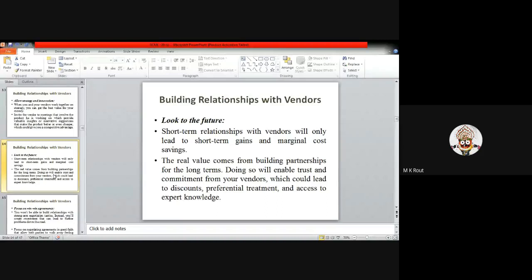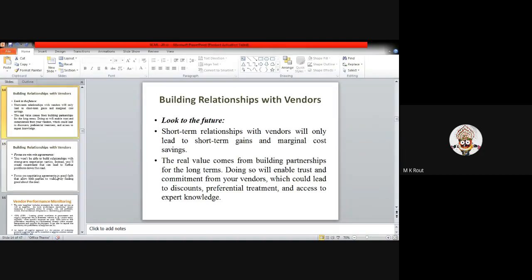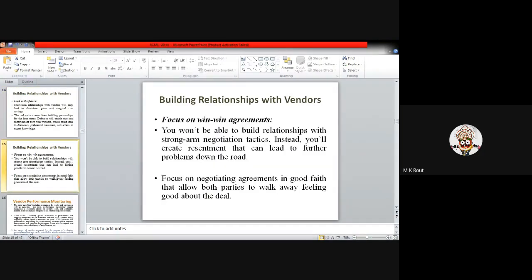A short-term relationship with a vendor will only lead to short-term gains and marginal cost savings. But if you go for the long term, the real value comes from building a partnership for the long term. Doing so will earn trust and commitment from your vendors, which will lead to discounts and preferential treatment, and access to expert knowledge.